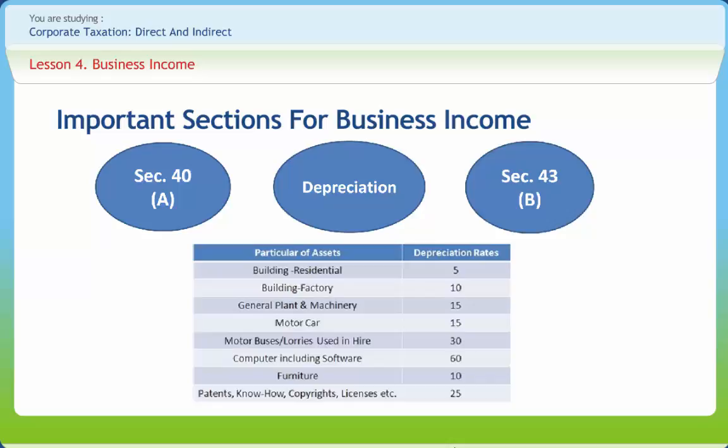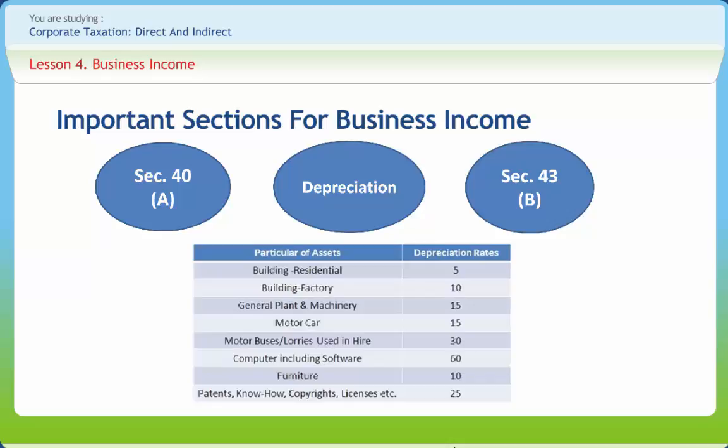Section 43B states certain deductions to be allowed only on actual payment. Notwithstanding anything contained in any other provision of this Act, a deduction otherwise allowable under this Act in respect of any sum payable by the assessee by way of tax, duty, cess or fee by whatever name called under any law for the time being in force.